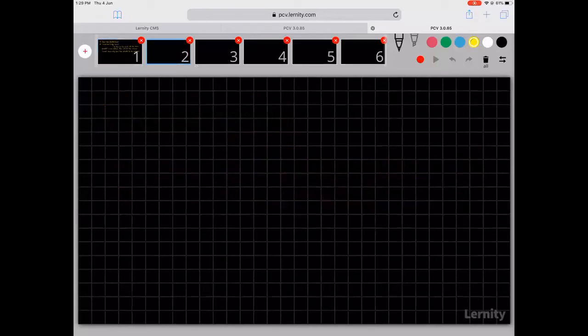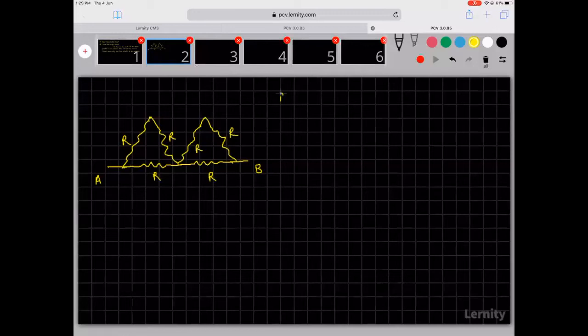So let me move ahead and work out one more question with you. I have a resistor network of this kind. Suppose this point here is A, this point here is B. Can you find out the effective resistance? This is R, this is R, this is R, this is R, this is R, and this is R. Question, what is the effective resistance?